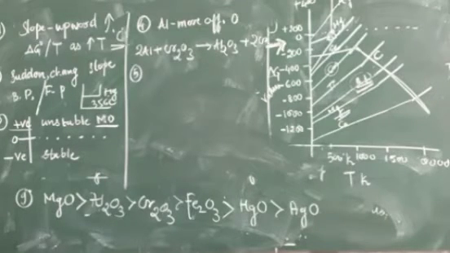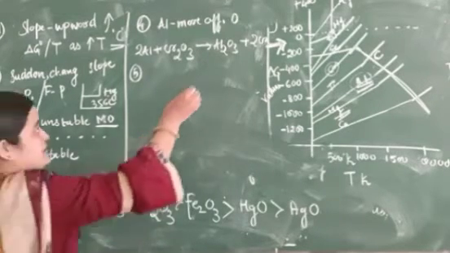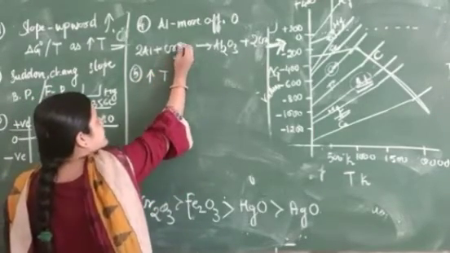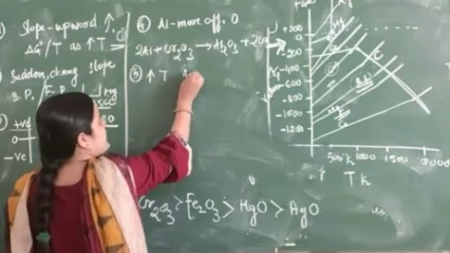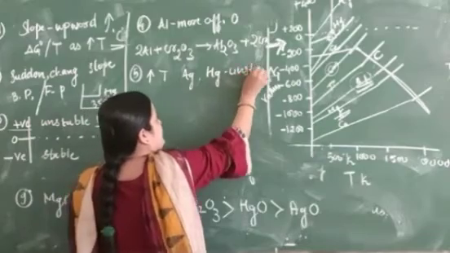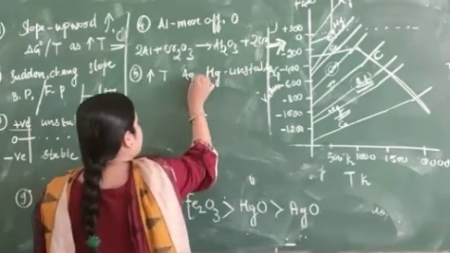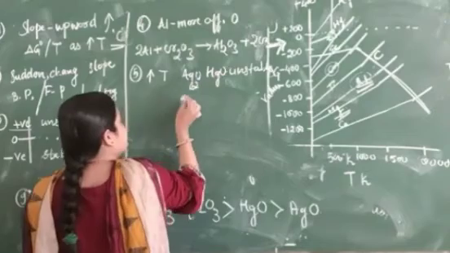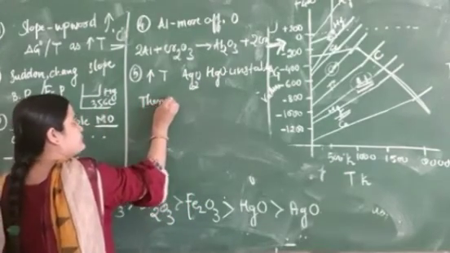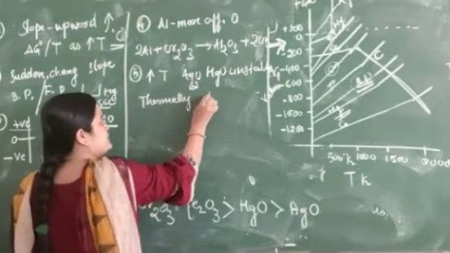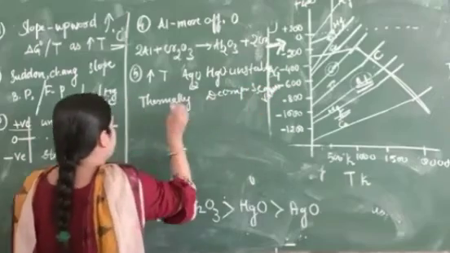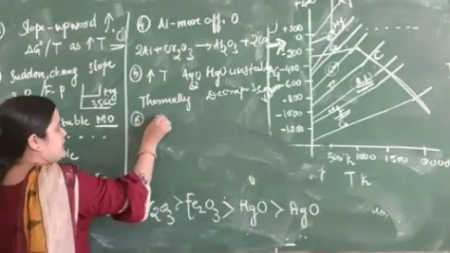Now the fifth point: what does it tell? At a higher temperature, as the temperature increases, Ag2O and HgO become unstable and are thermally decomposed. No other reducing agent is needed; they can be thermally decomposed. That is the fifth one.